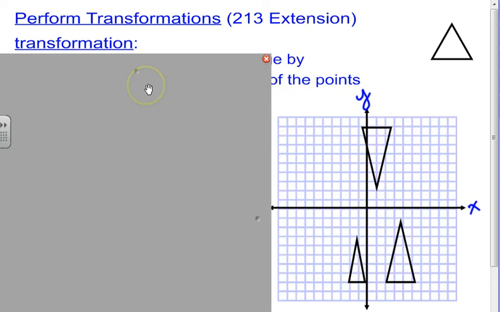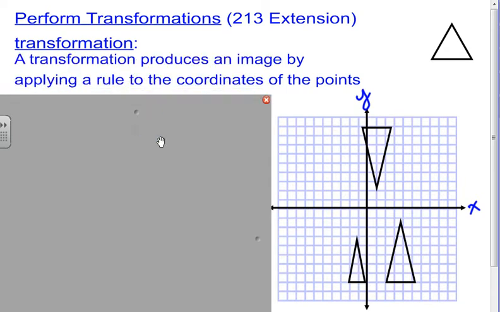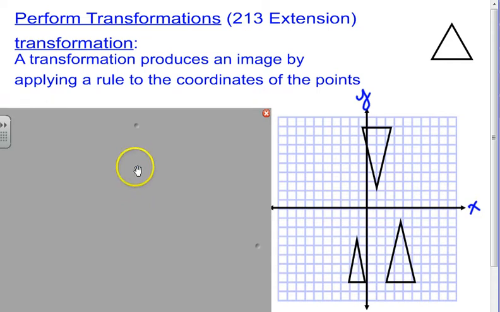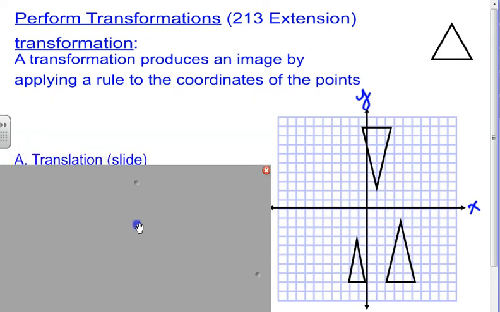So a transformation of a figure on a coordinate plane produces an image of some original by doing something to it mathematically. When we operate on points mathematically this way, we say we're applying a rule to the points, applying a rule to the coordinates of the points, the numbers. Okay? The first transformation we're reviewing today is a translation.